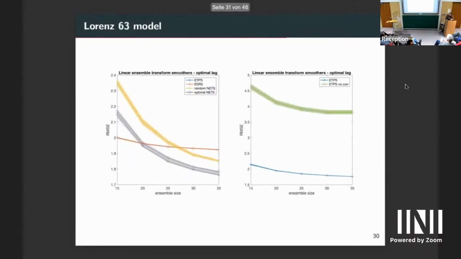Yeah. My first question is the ensemble size in the slides? Yeah, the M is the ensemble size, yeah.